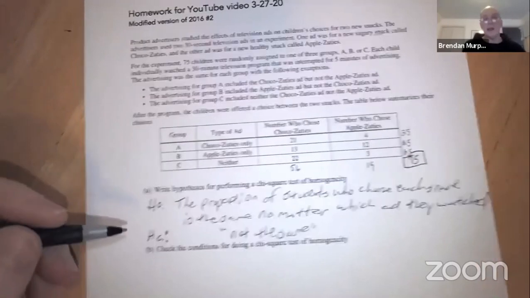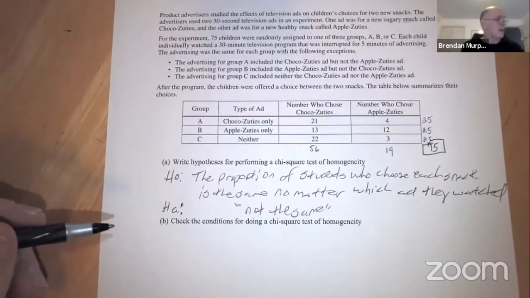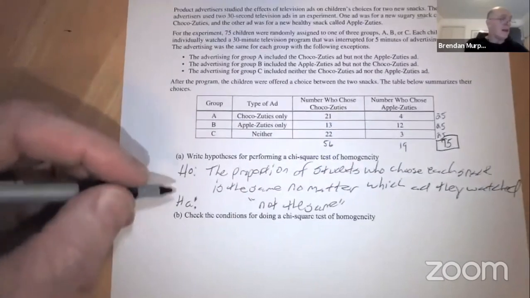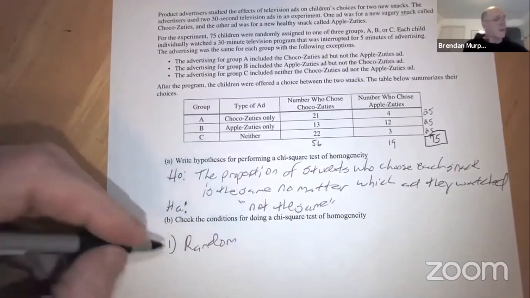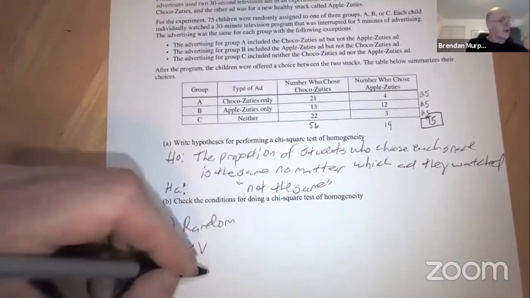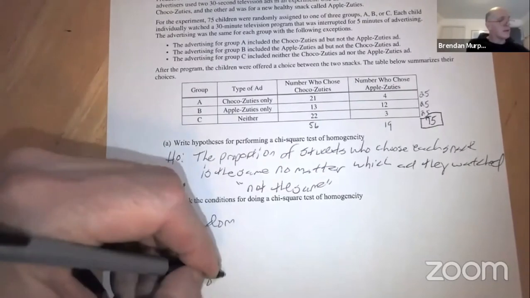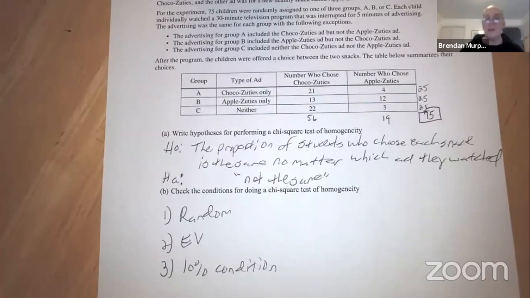So the 3 conditions, again, I think I mentioned on Wednesday that chi-square is what we call a non-parametric test. They're actually pretty easy. I like to think of random, and I like to think of my expected values, and then what we call our 10% condition. That's it. Much easier conditions, things that we need to worry about when we're doing chi-square testing as opposed to means or proportions.